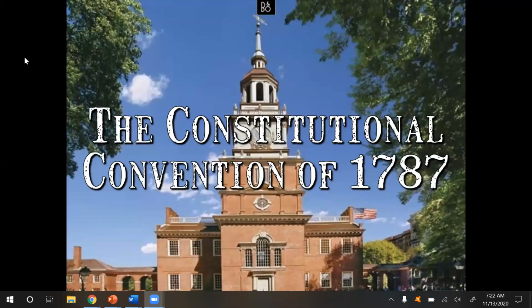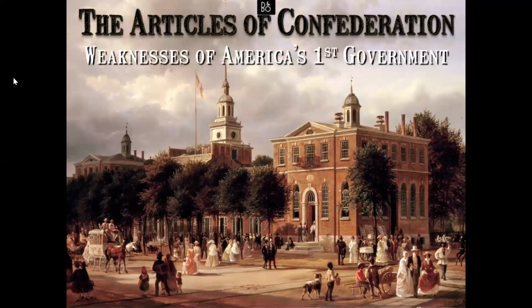All right, guys. So today we will be talking about the Constitutional Convention of 1787. Last week we talked about the Articles of Confederation and how weak it was, and they had to change it. So this is where they will be changing from the Articles of Confederation to the Constitution. As we discussed, there are a lot of weaknesses.